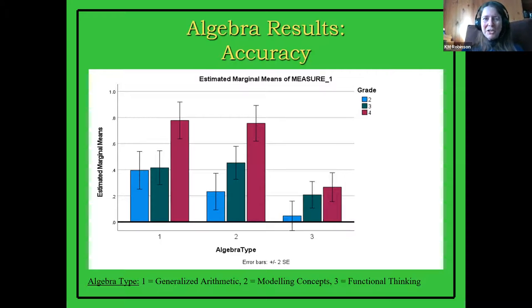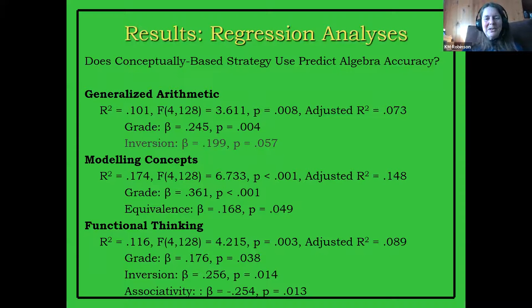Overall results for our algebra task were more encouraging. We go up to 100% essentially here, and we again see that there are grade differences. The generalized arithmetic and the modeling concepts problems, the first two problems, had higher accuracy than the functional thinking problem. So that's our arithmetic and algebra results. But the research question I want to focus on is, can we predict algebra results based on how they did on the arithmetic task? There are a few regression analyses here.